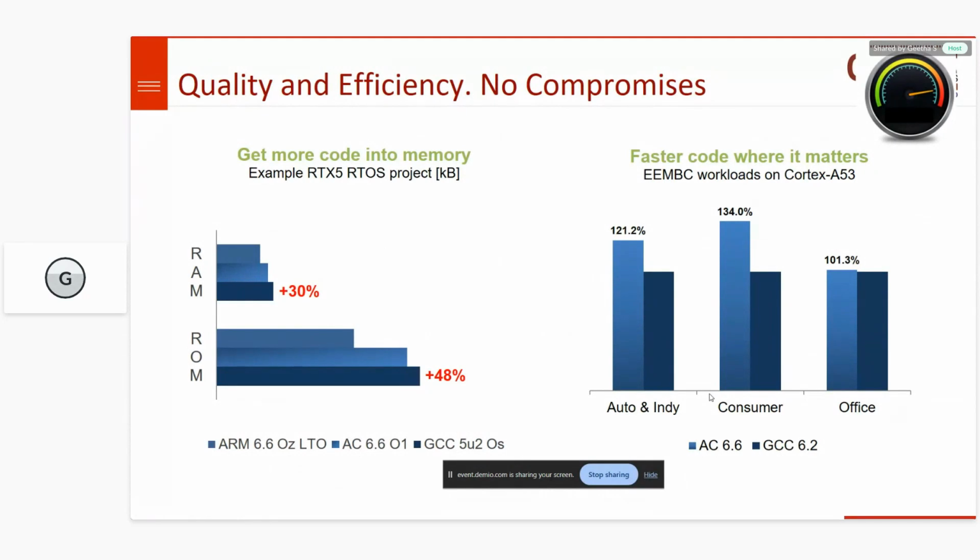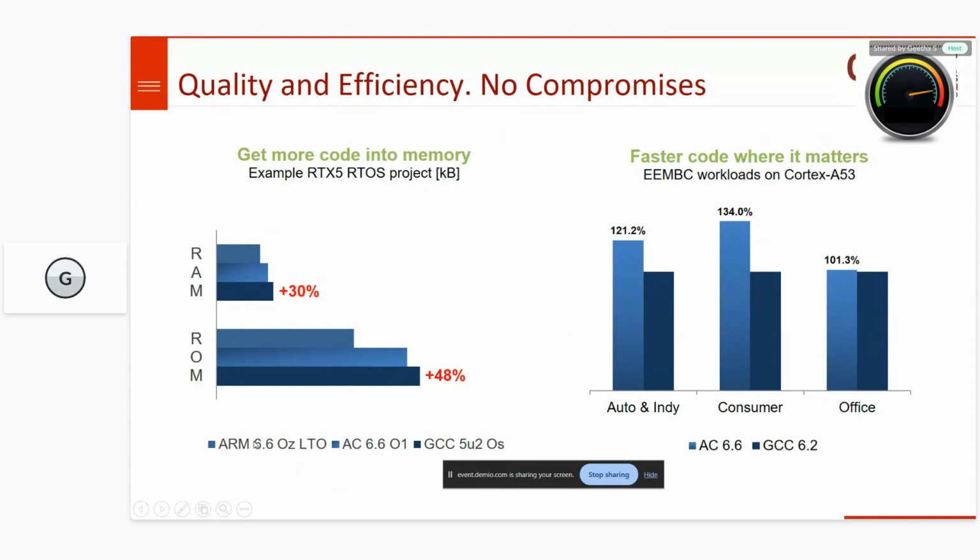So here you can see it helps get more code into memory, because this tries to shrink your code, tries to optimize the size of the code. So more of your instructions can go into your memory. Here you can see for RAM and ROM, there is a 30% decrease in the RAM size and a 48% decrease in the ROM size.